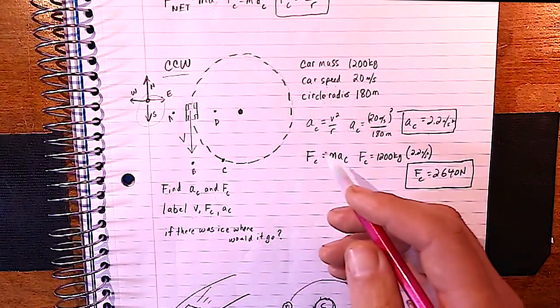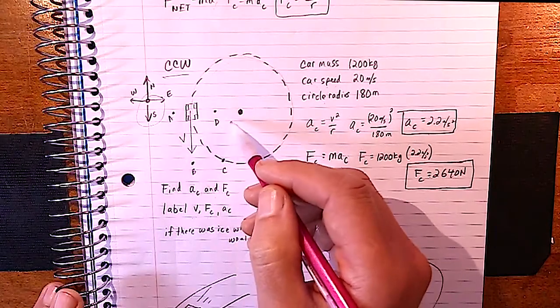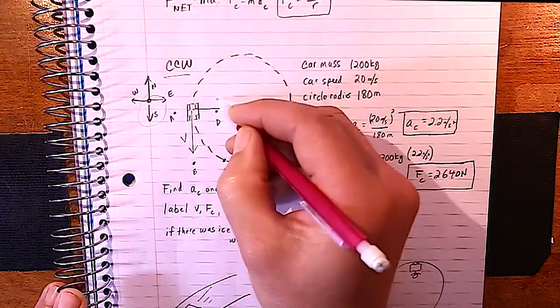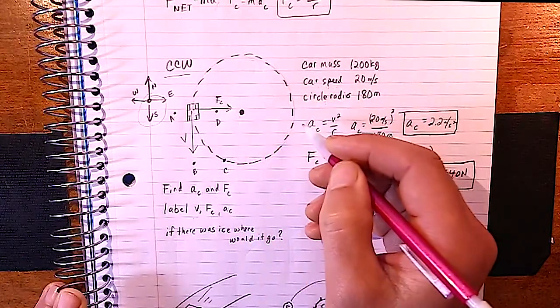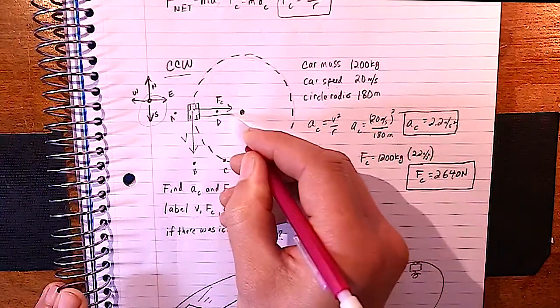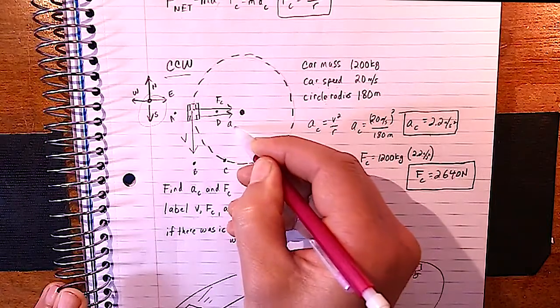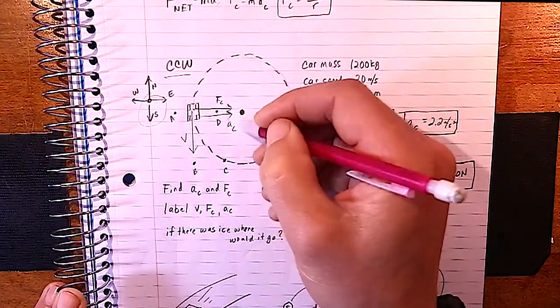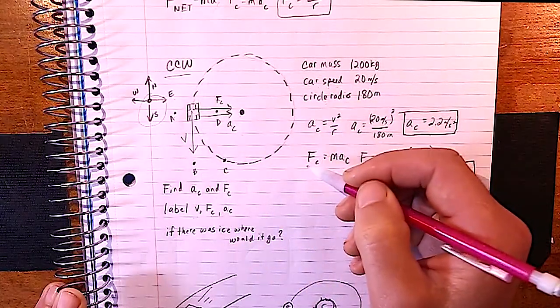What direction is the centripetal force? Remember, centripetal force always acts to the center of the circle. So that's going to be our Fc. And our centripetal acceleration always acts to the center of the circle. So that's going to be the direction of ac. So Fc and ac are to the east.